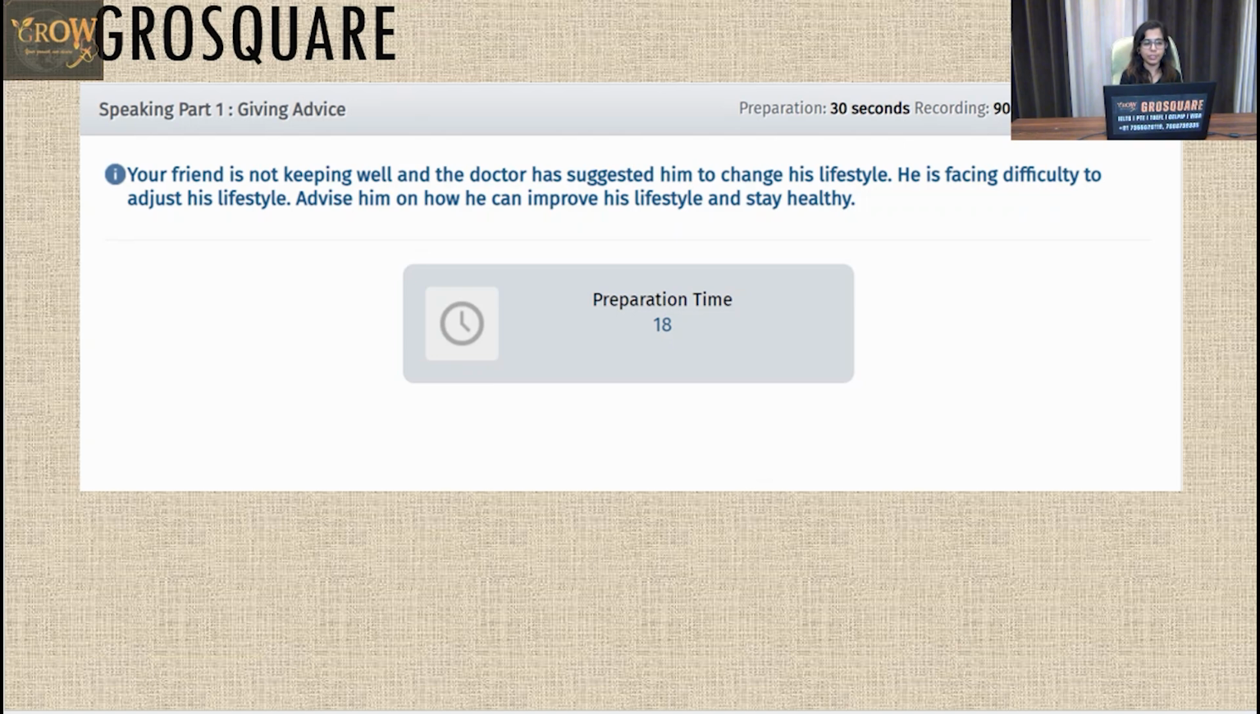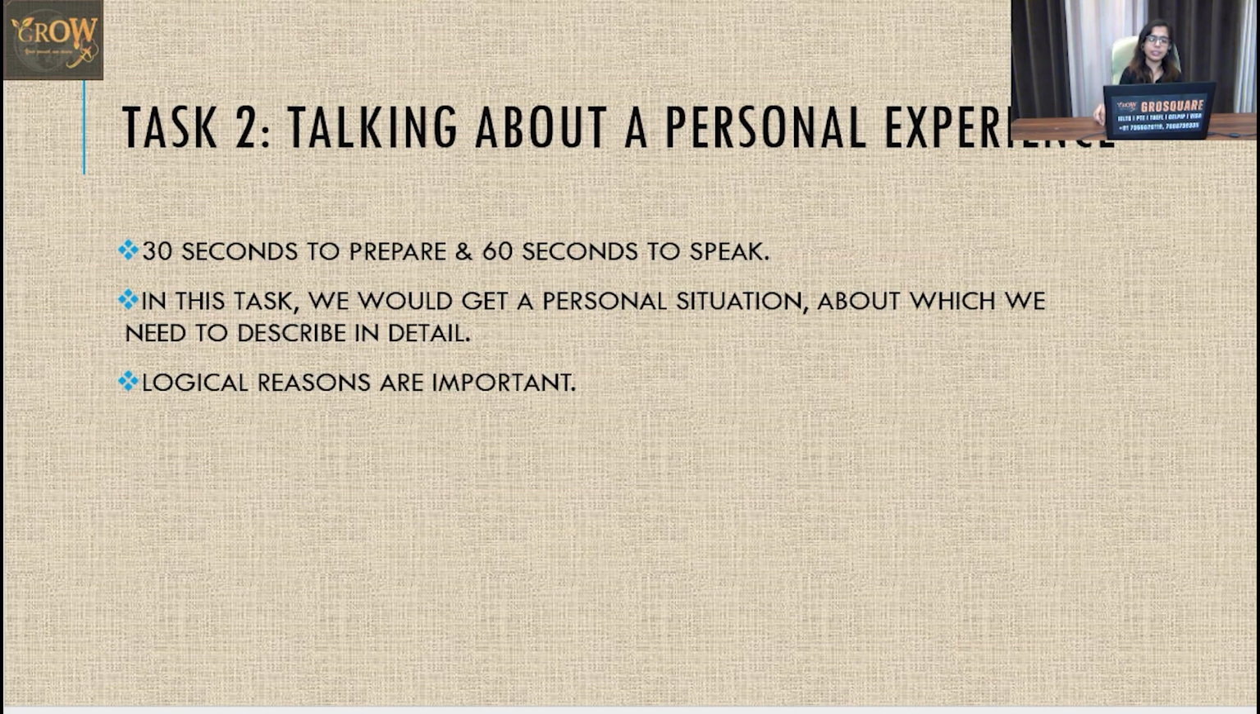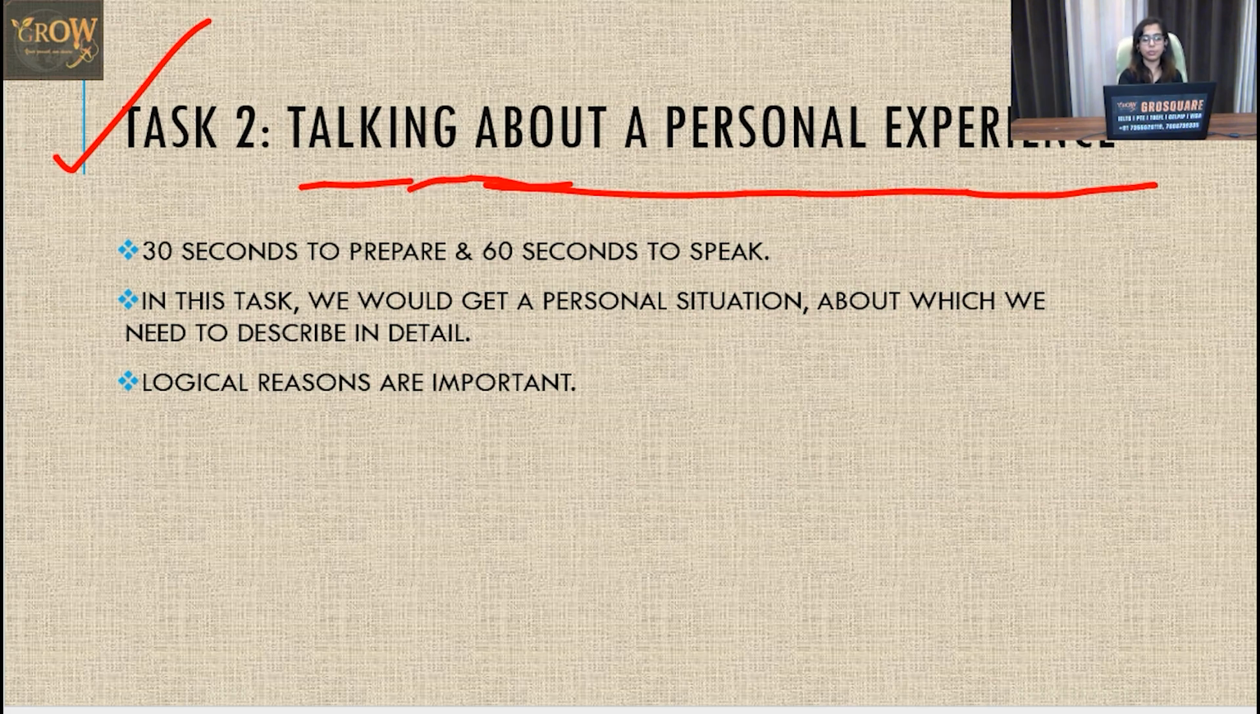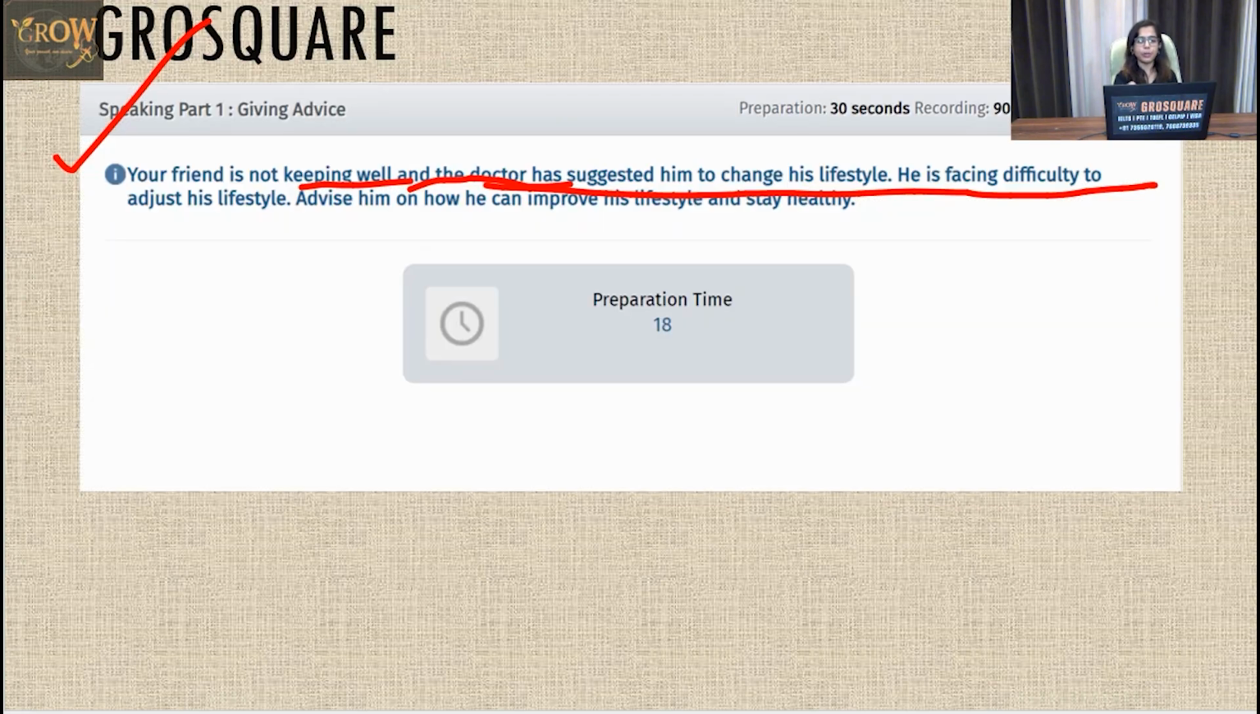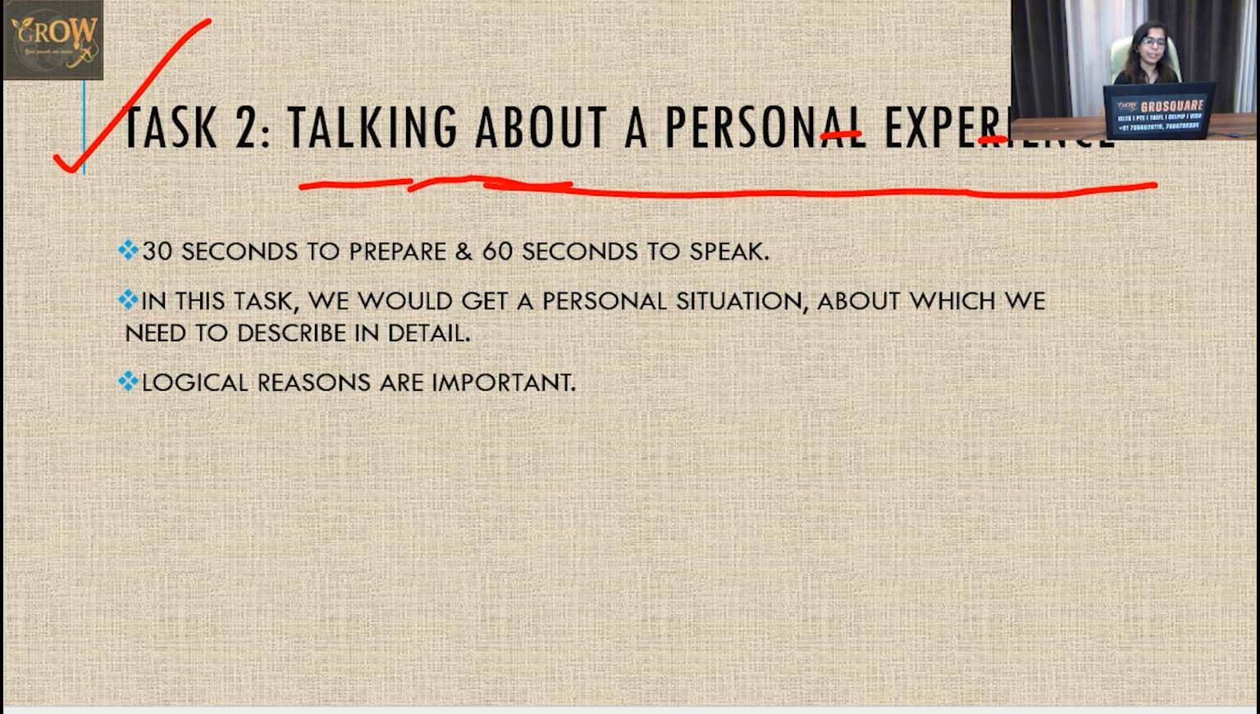Let's move ahead. This is our second task of speaking, and in this section we have to talk about a personal experience, right? What was the time span in the very first task? Let me show you. We were given 30 seconds to prepare and then we had to speak for 90 seconds, right? However, in the second part, what is different is that we get 30 seconds to prepare and then we need to speak for 60 seconds.